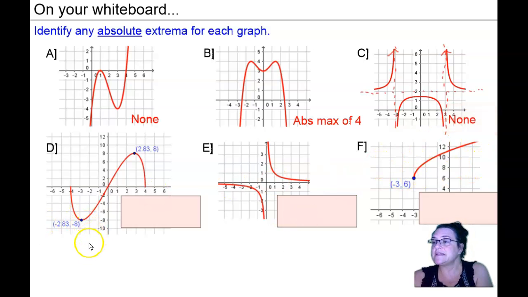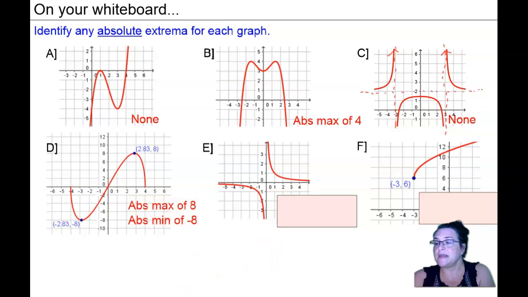Okay, in example D, there are endpoints here at 4 and -4 on the x-axis, so the graph is not extending forever in either direction, right? It's fixed between this domain of -4 to 4 inclusive. So we've got an absolute maximum of 8 and an absolute minimum of -8.